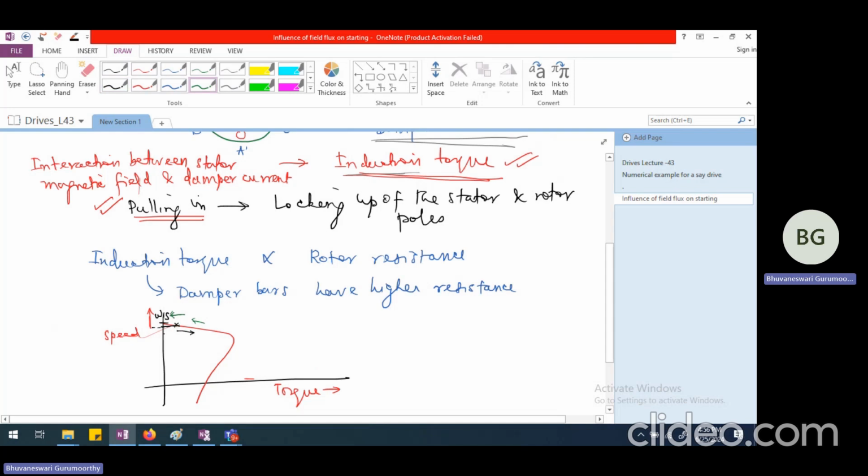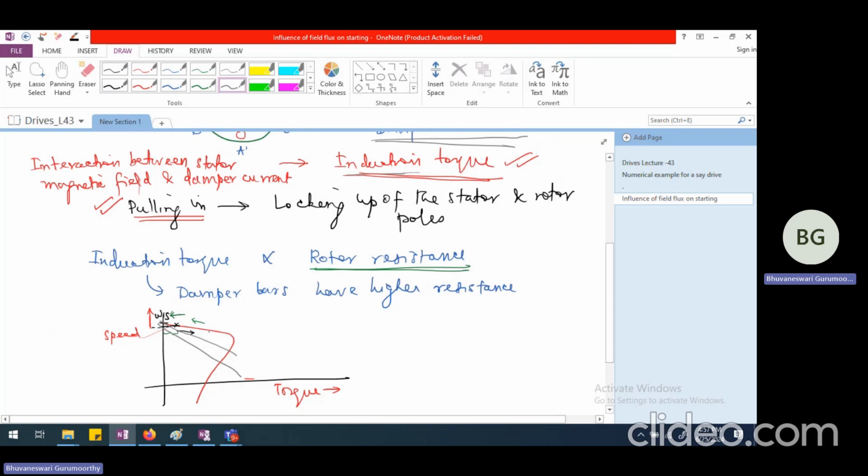How much is the induction torque developed? How much is the torque that is developed by induction action to push back the rotor to synchronous speed? That depends heavily upon the value of the damper bar resistance. If I am going to have the damper bar resistance to be larger, then I will have a characteristic somewhat like this. As the resistance increases further and further, I will have a characteristic somewhat like this.